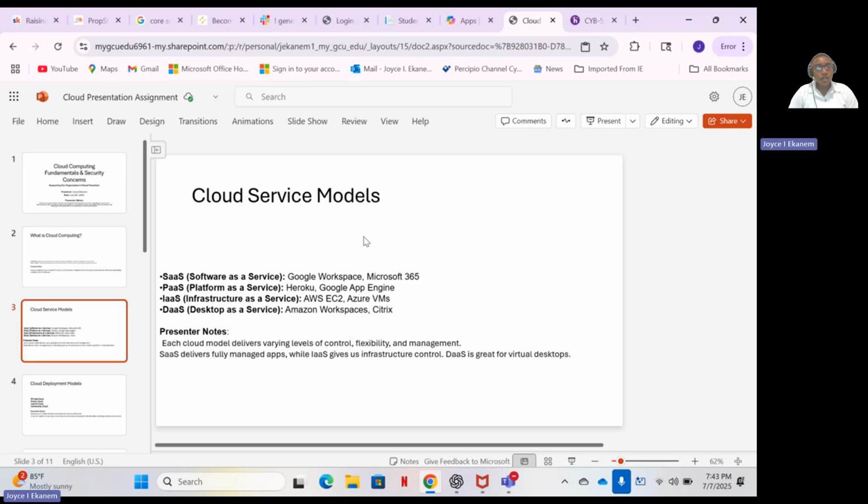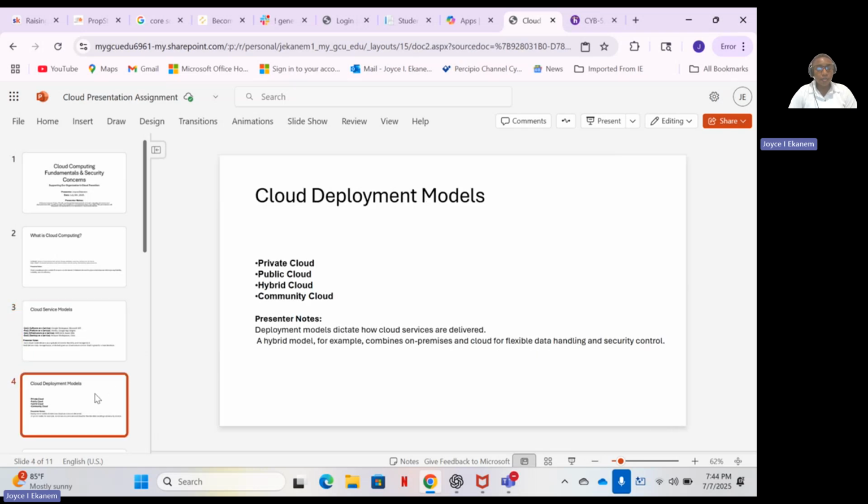Cloud service models. We have 4 types of cloud service models, which include software as a service, platform as a service, infrastructure as a service, and desktop as a service. And those are their examples. Points to note here are that each cloud model delivers varying levels of control, flexibility, and management. SaaS delivers fully managed applications, while IaaS, infrastructure as a service, gives us infrastructure control, and desktop as a service is great for virtual desktops.